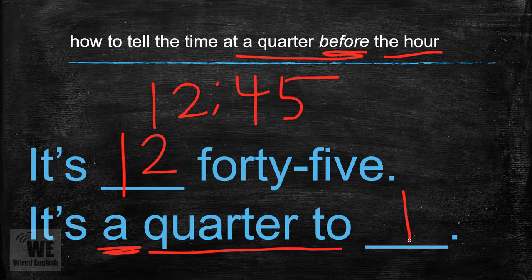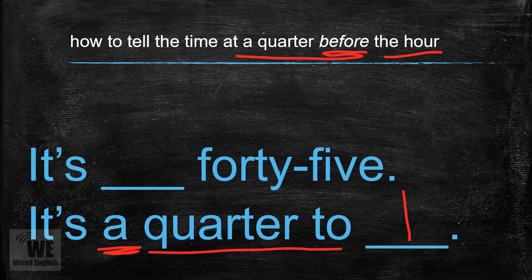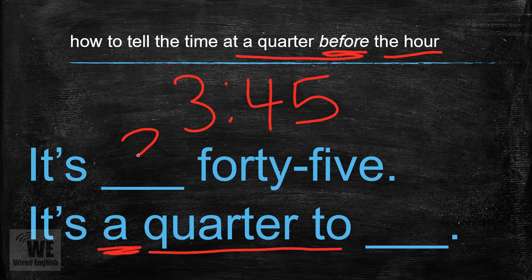All right. This one's a little confusing, so let me give you another example, okay? So how about this time here? So the easy way is to say it's 3:45. But what about the other way? It's a quarter to what? That's right, it's a quarter to 4. Okay, that's 3:45.